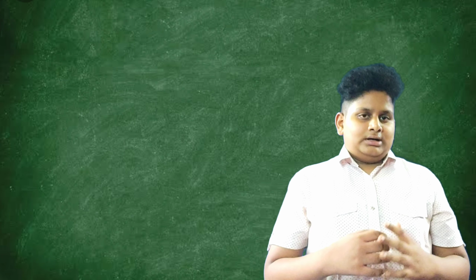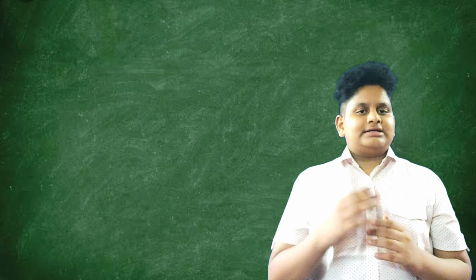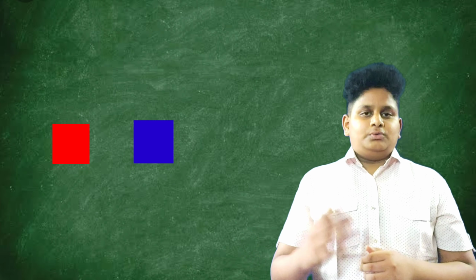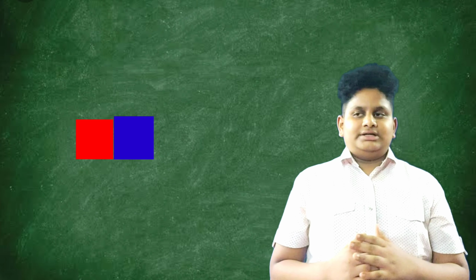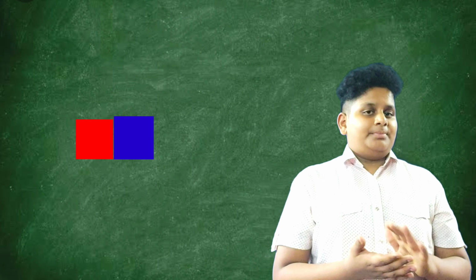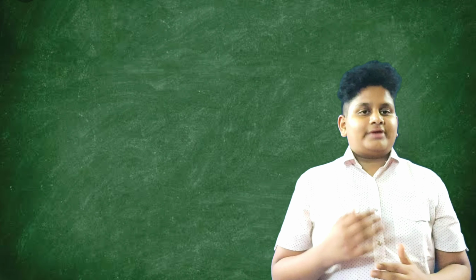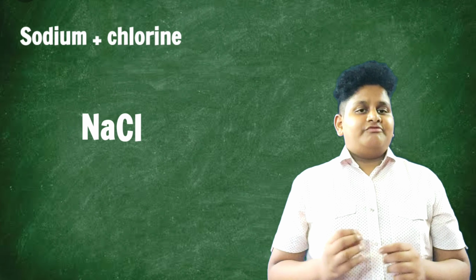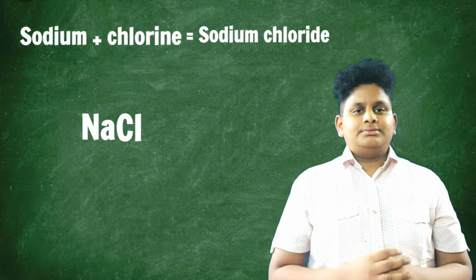So, here is an easy example for you. Take the colors red and blue. If you combine both the colors, then we will get the color red-blue. If we see it in terms of chemistry, sodium plus chlorine, if we combine them, we will get sodium chloride.